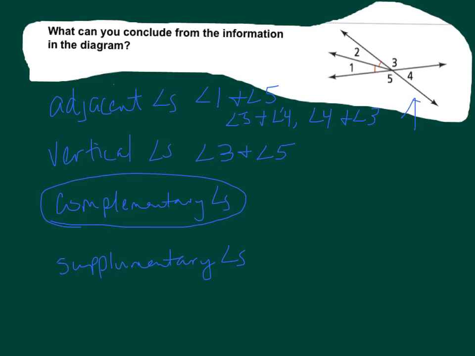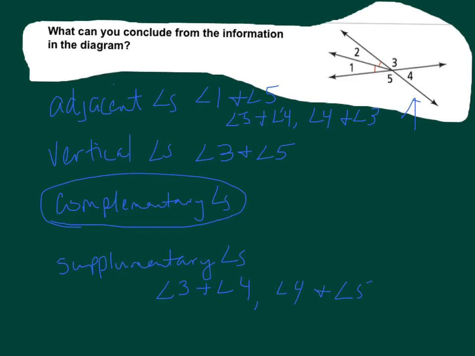Supplementary, we can find a straight line or a straight angle, and then those two angles will form supplementary angles. So angle 3 and angle 4, angle 4 and angle 5, and that's it.